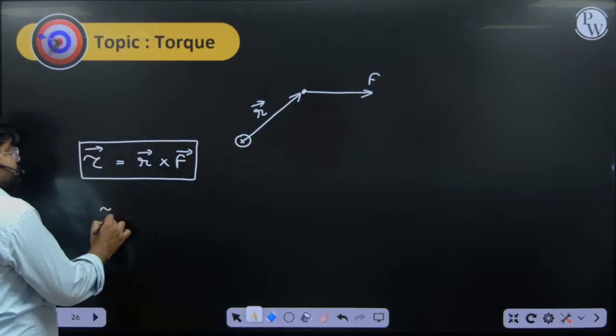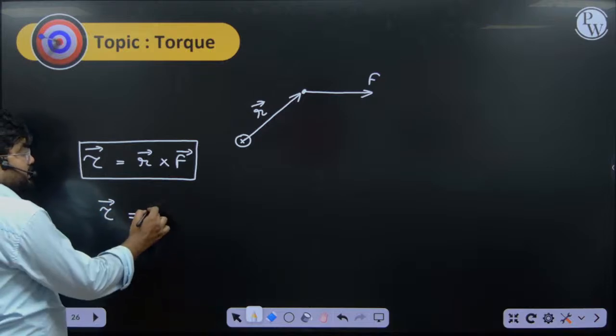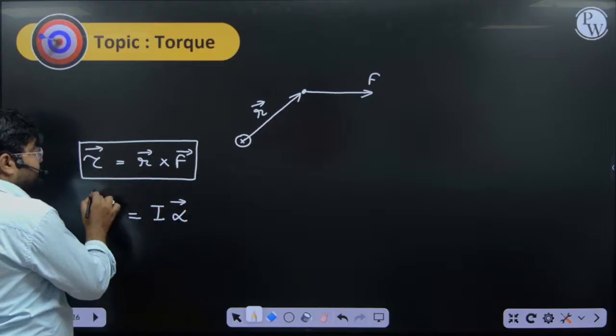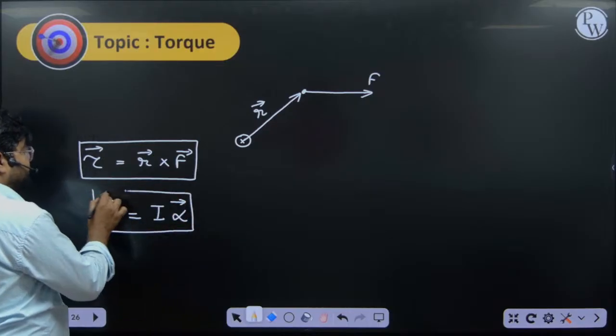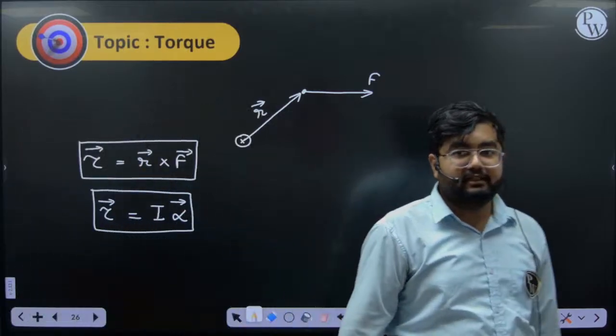There is one more way you can write the torque. You can also write the torque as moment of inertia into angular acceleration, I alpha. This is just another way of writing torque.